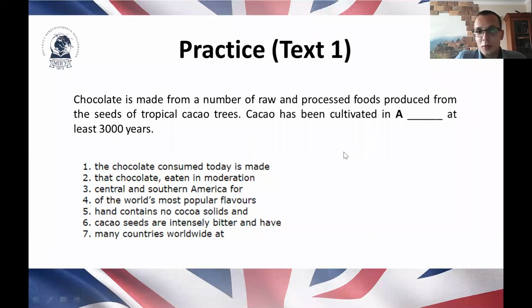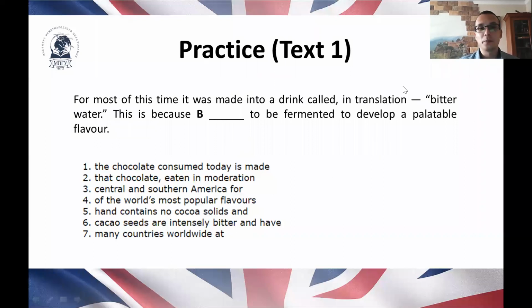Yeah, thank you. Very smart, very fast. It is 3. How do we get this idea? Because we've got a place. When we've got the preposition "in", it is like that. It is a place, and obviously here it will be Central and Southern America for at least 3,000 years. So let it be the third one. Nice.